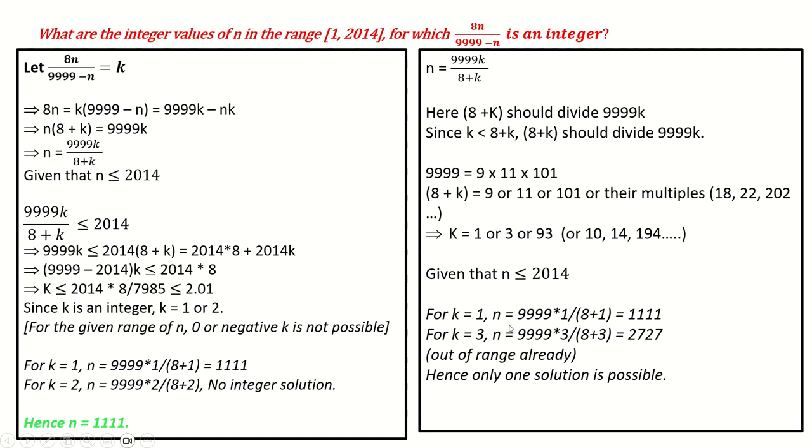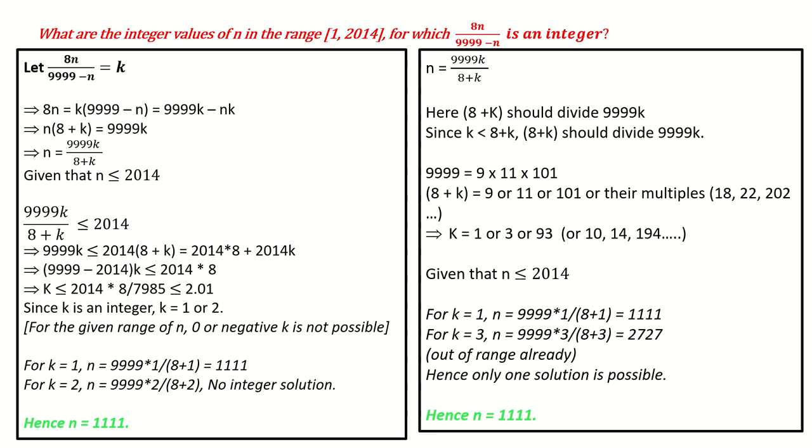Okay, first check with k equal to 1. We know the value is 1111, which is a valid solution. For k equal to 3, we get 2727, which is already out of range, bigger than 2014. And this 3 is the second least value in this series, right? So any other value you take, obviously you'll get bigger values. So there is only one solution possible, that is n equal to 1111.